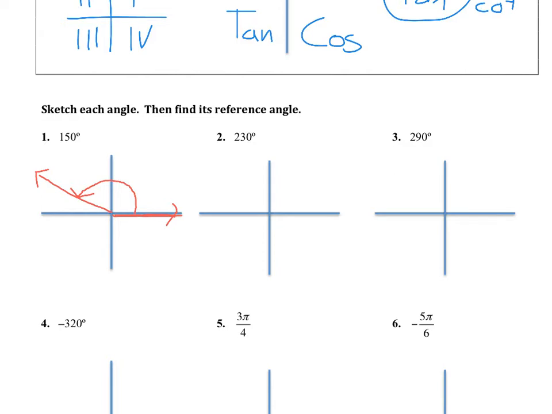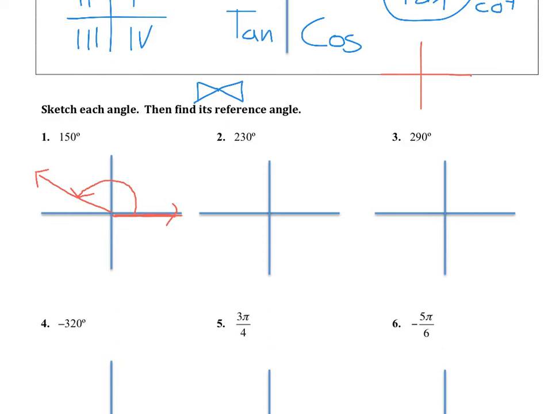Alright, so we sketched the angle, but now we have to do something new. We have to find the reference angle. So I'm going to backtrack a little bit. In order to find the reference angle, you have to draw a triangle first. So the way you draw the triangle, you're going to use what's called the bow tie rule. So imagine a bow tie. I'm going to draw a bow tie right here.